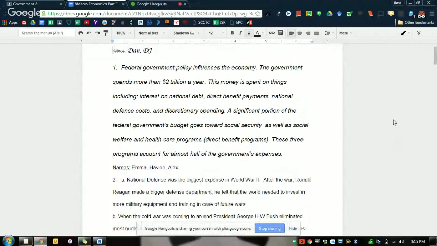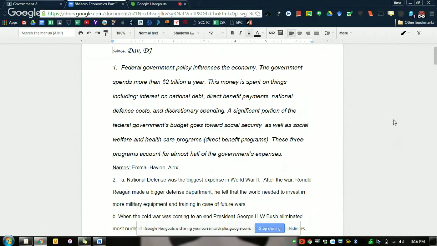So group one here is talking about the federal government and how economics works at the federal level. It starts on page 566, if you want to follow along. We're going to start with where the money goes that we pay to the government and the different areas that the government spends a lot of that money on. So the first thing: federal government policy influences the economy.